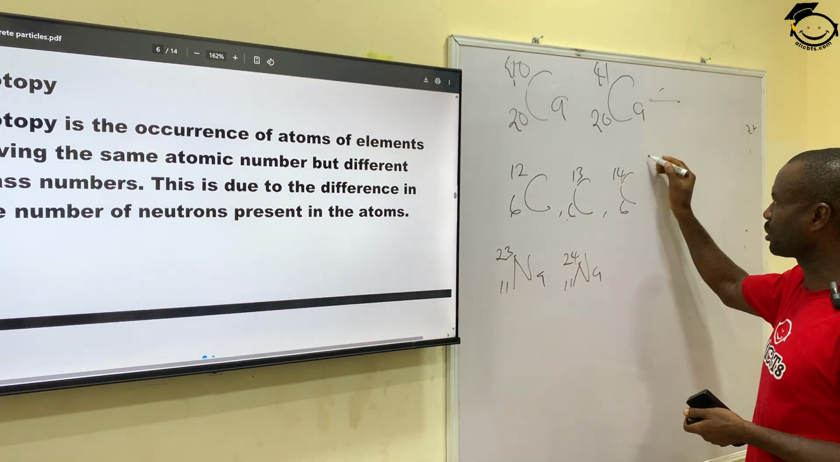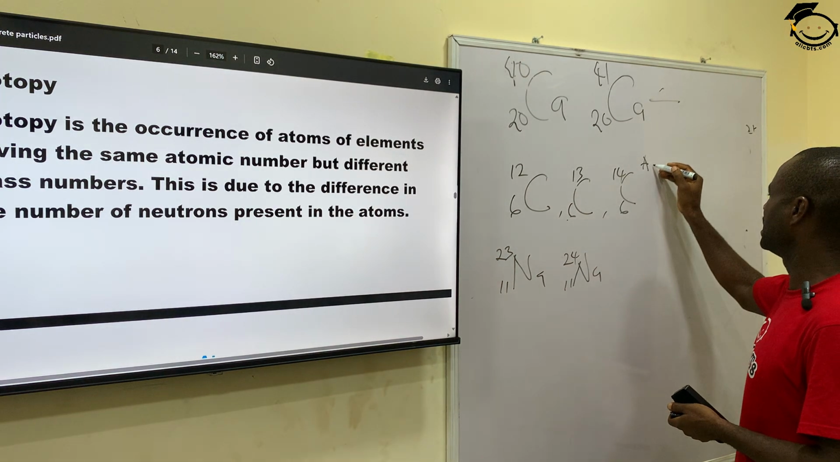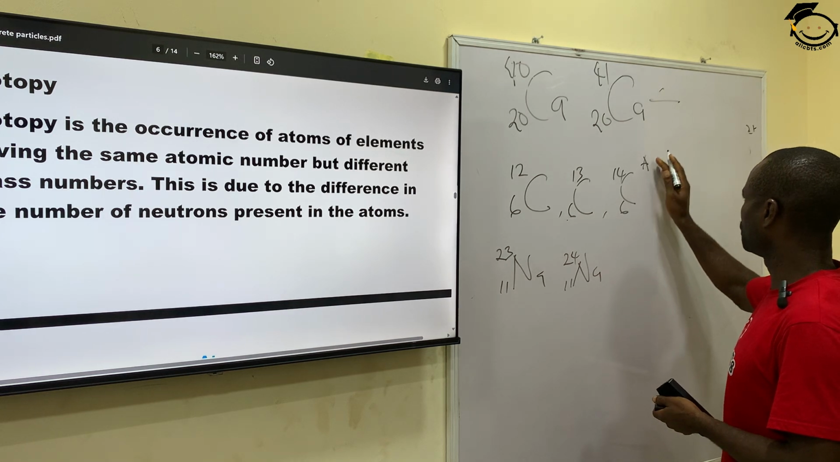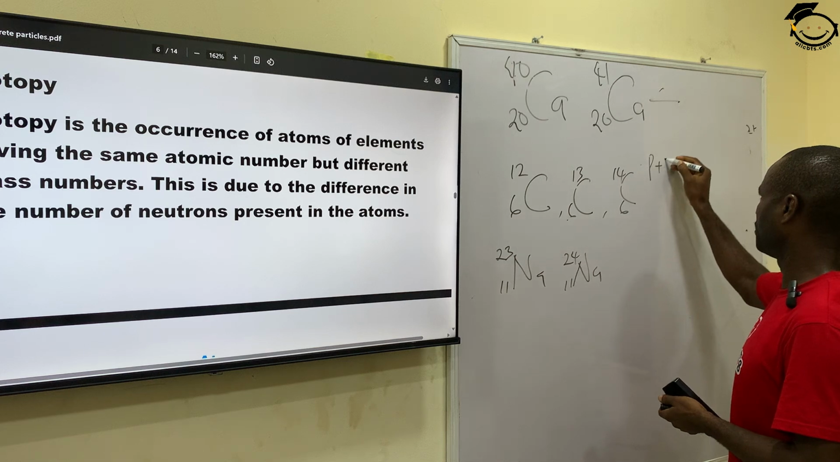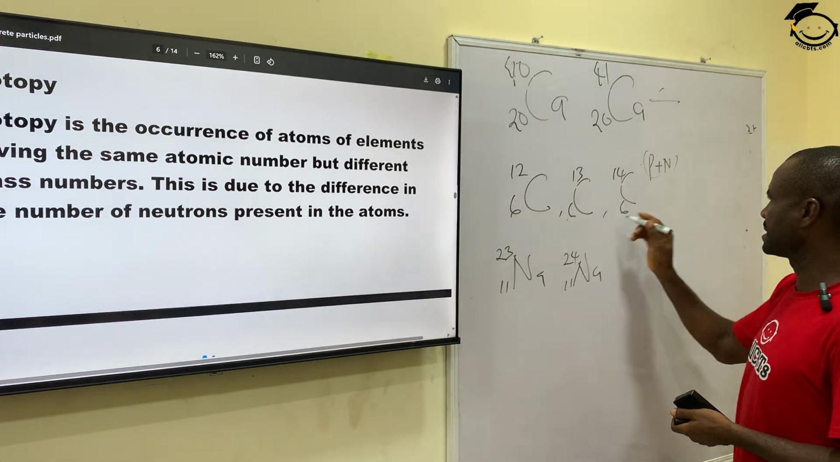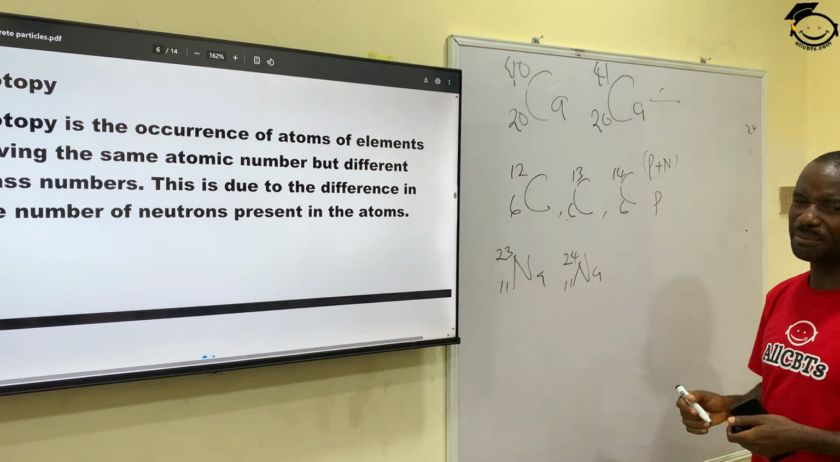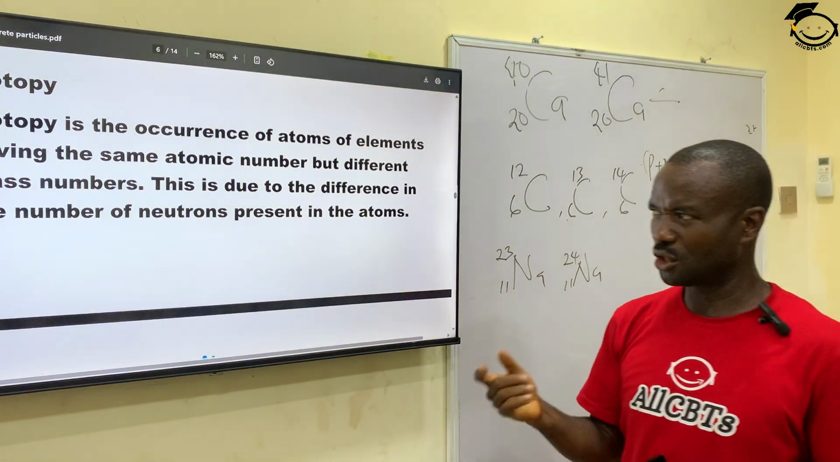And don't forget, we say atomic mass is the sum of what? The proton number and the what? The neutron number. That is P plus N. This is the number of P. And don't forget, P is usually equal to the number of electrons.